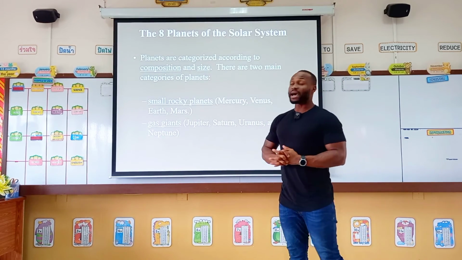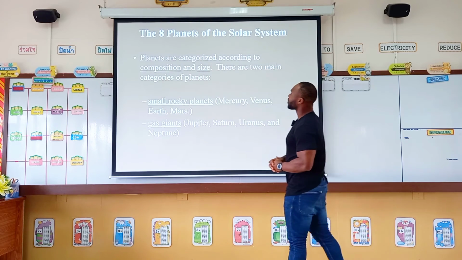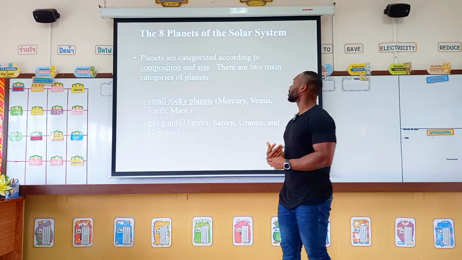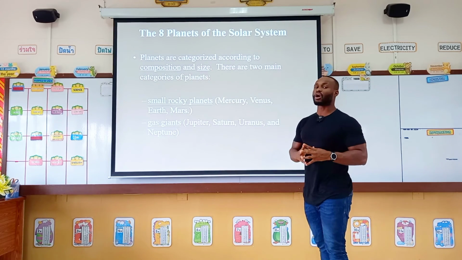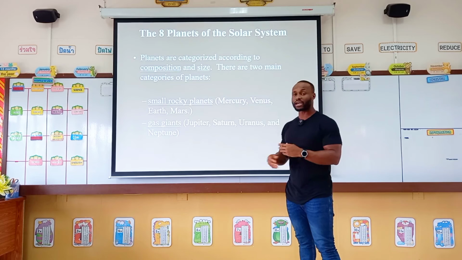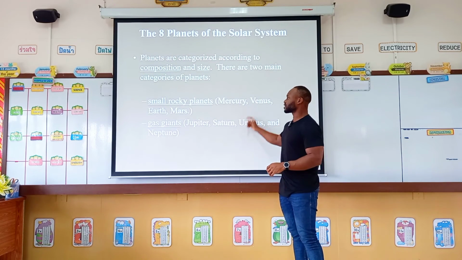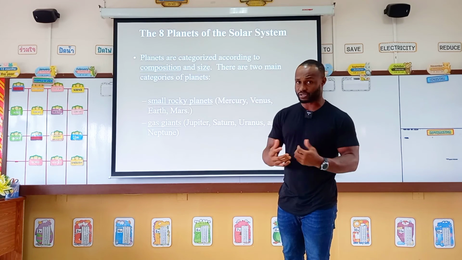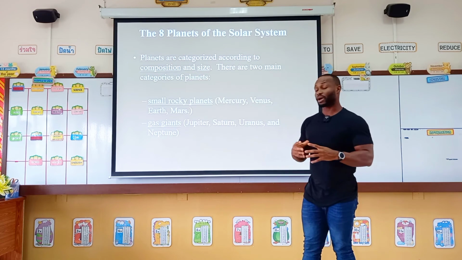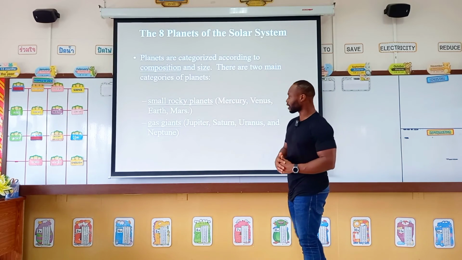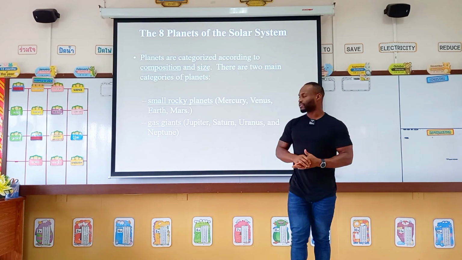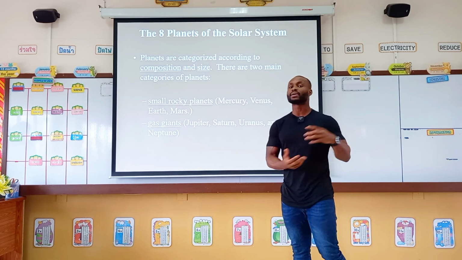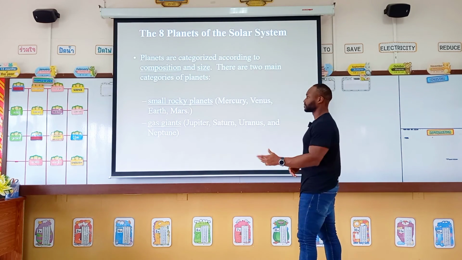All right, so the 8 planets of the solar system consist of what? They're categorized according to their composition and sizes. Okay, there are two categories of planets. We have the small rocky planets, which are Mercury, Venus, Earth, and Mars. Small rocky planet means that they are made up of rocks. Okay, they're very heavy, and they're made up of rocks and metal. All right, the gas giants are Jupiter, Saturn, Uranus, and Neptune. Of course, they are made up of gas. So they are called the gas giant planets.